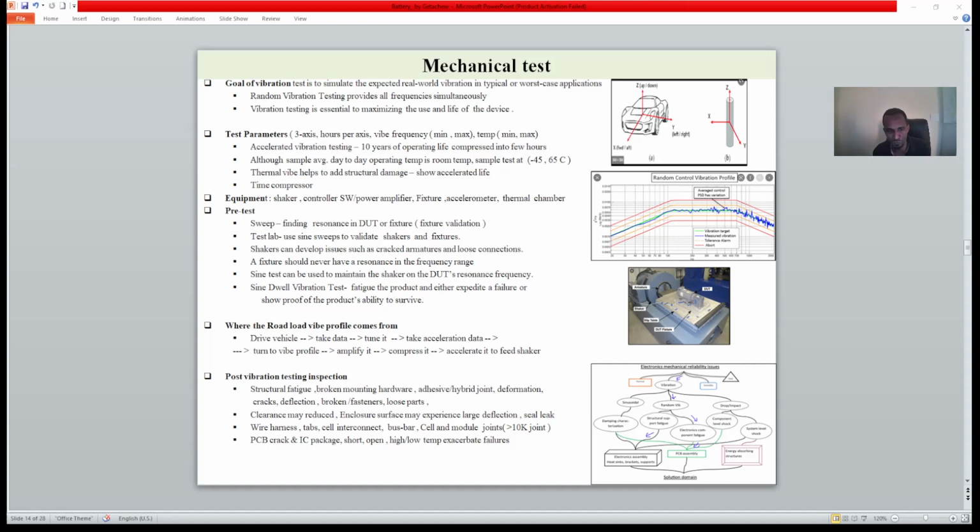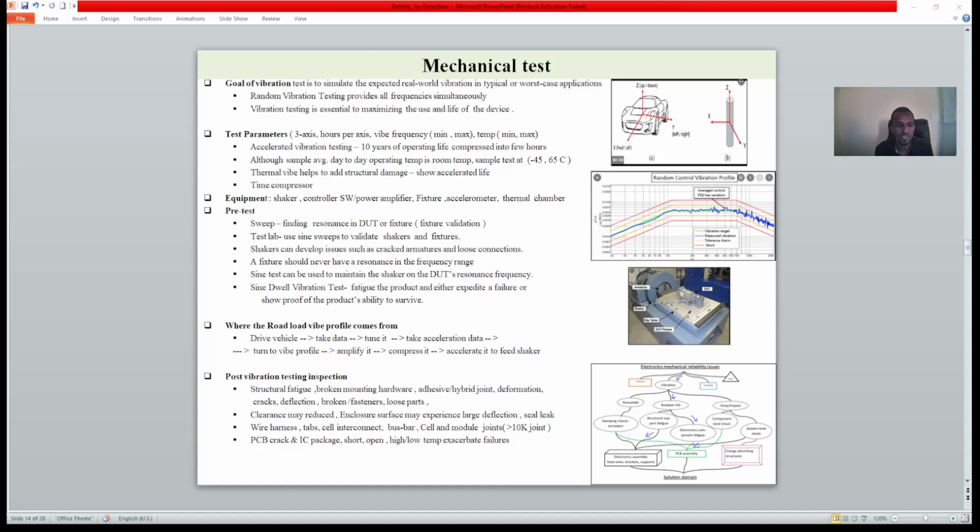You validate the machine first, because a shaker can develop problems, the armature can be cracked and something can be loose, so that can give you false information, which will cause you to end up with a different design. And then during the sine sweep, there should not be a resonance frequency. There is no resonance supposed to be happening. So that's one of the things. And then with that, you can do the test.